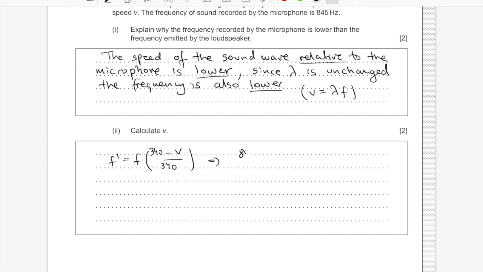And then, of course, is it the positive or the negative sign we have to use? Because the frequency is lower, the expression in brackets has to be less than 1. So we have to use the negative sign. And then we can just rearrange and find v. And we get 2, and we're going to give it to 3 sig figs because all the numbers are given to 3 sig figs.